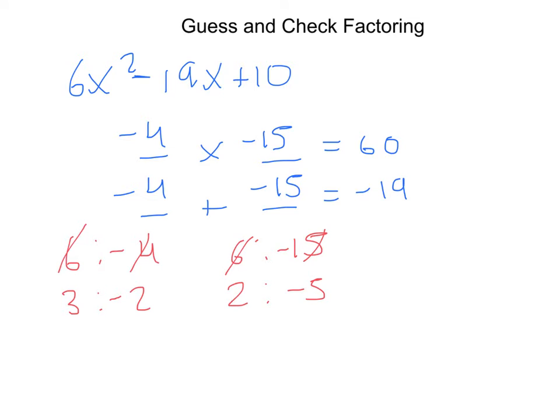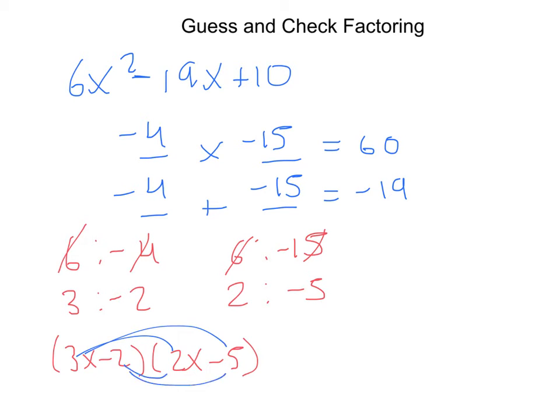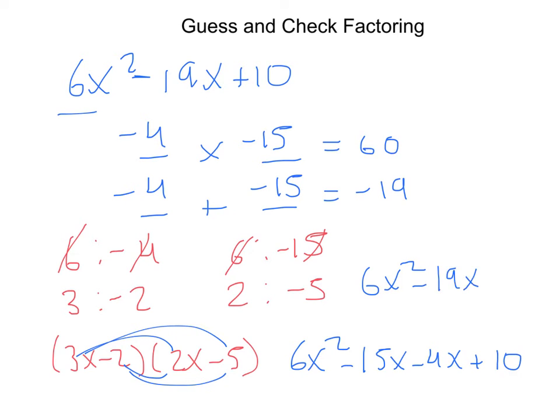3 times 2 is 6. 3 times -5 is -15. So now we're going to write 3x minus 2, 2x minus 5. We can fold these back together, and we will get 6x squared, which we're on a good track now because there's 6x squared there. Say minus 15x minus 4x plus 10. Add those two in the middle together, you get 6x squared minus 19x plus 10.